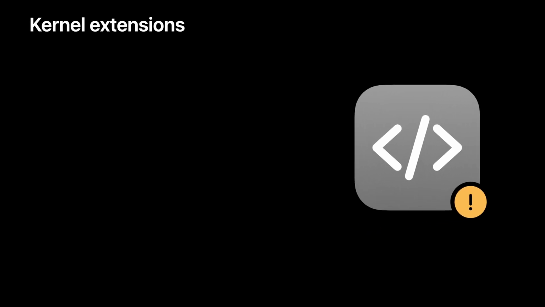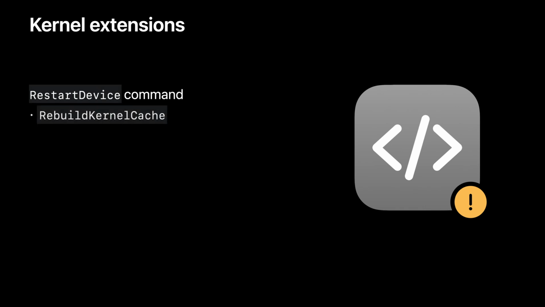In macOS Big Sur, it became a requirement to reboot a Mac to modify kernel extensions. We've added a few features to make managing kernel extensions easier. First, we added an option to the Restart Device command that tells the Mac to rebuild its kernel extension cache on reboot. This is required anytime a kernel extension is added or removed.